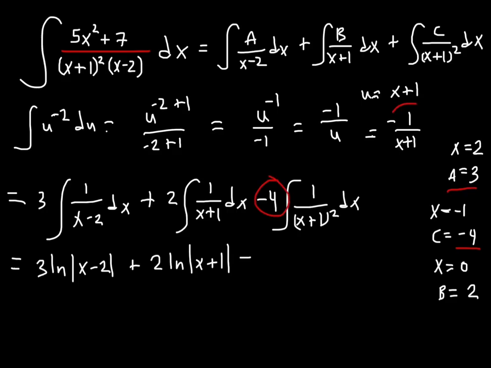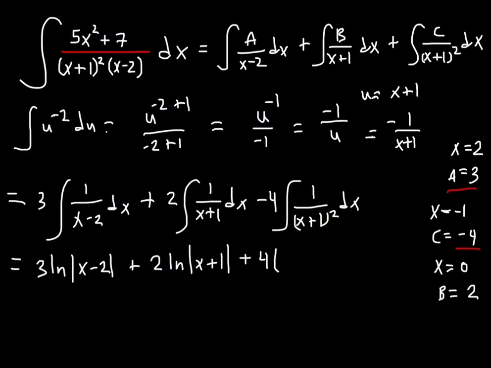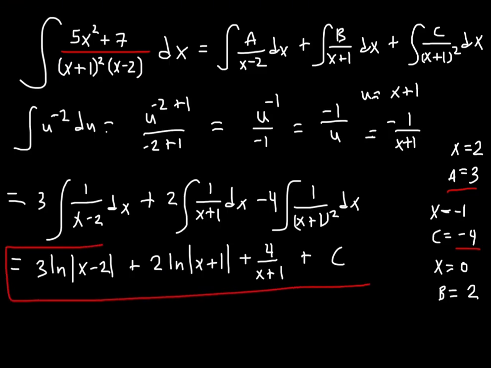So I have negative 4 here and a negative 1 here. So a negative and negative makes it positive. So I have a positive 4 times 1 over x plus 1, which is simply 4 over x plus 1 plus the constant of integration. So this is the integral of this function.